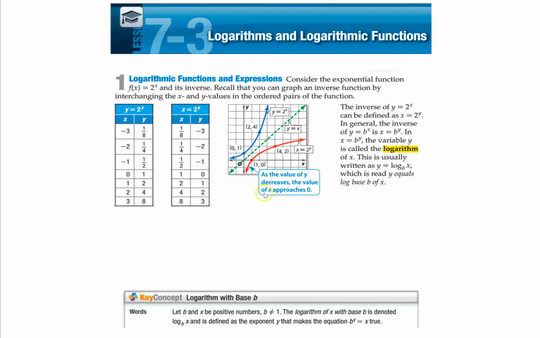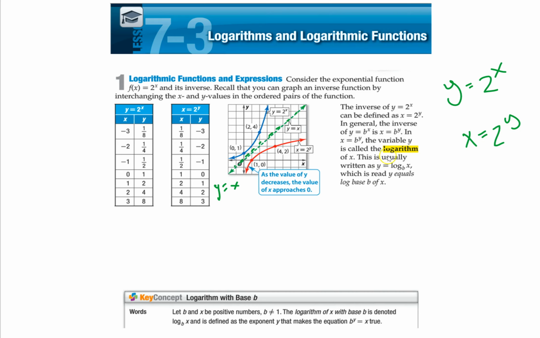If you remember how we do the inverse, we flip it across the y equals x line. Flip it across that line, and when you graph it, it looks like this. So if you have y equals 2^x, the inverse, if you remember how we find inverse, we just switch x and y, would be x equals 2^y. Now that is kind of funky.